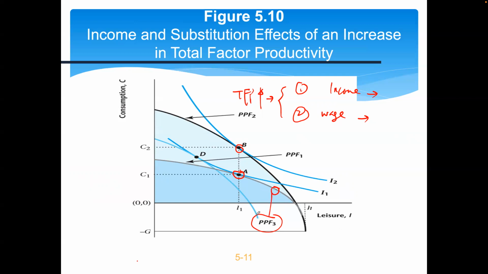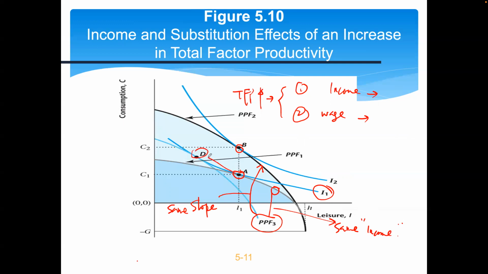But PPF3 is going to share the same slope as the final PPF. Let me write it here: slope the same, and the same income, quote unquote. Because you construct PPF3 such that you stay on the same indifference curve, I1. Now, you move from A to B, and actually there's an intermediate step, D.